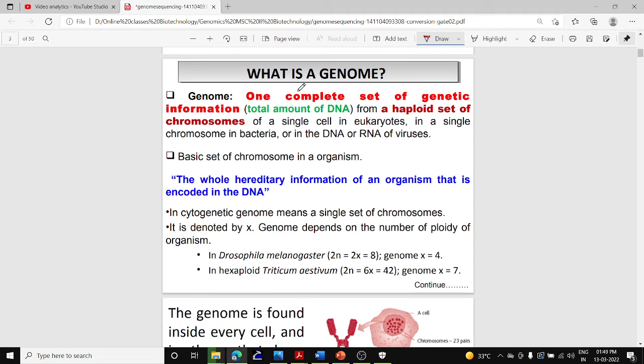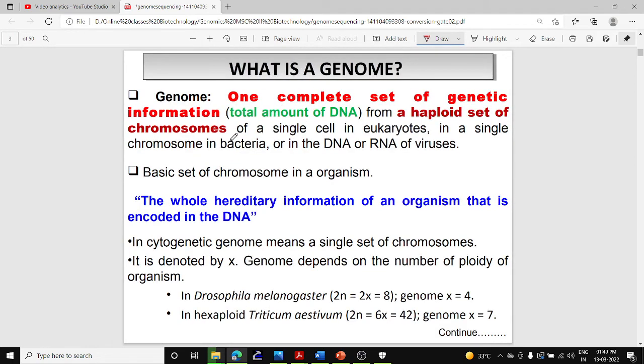So what is genome now? Genome is basically one complete set of genetic information, or the total amount of DNA content of that organism, within the haploid set of chromosomes. Now, guys, you all know that we have around 23 pairs of chromosomes within us. Out of that, one pair is the sex chromosome, and the remaining are somatic pairs, or the autosomes.